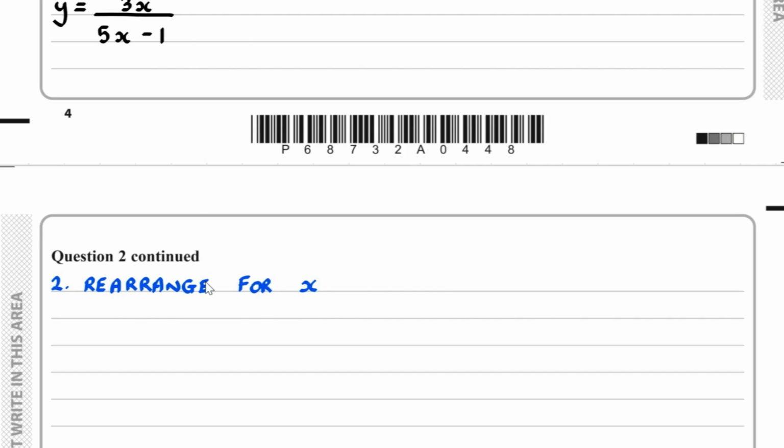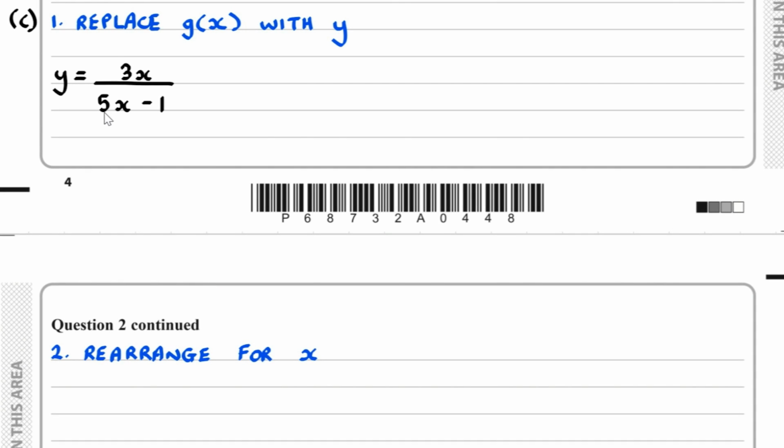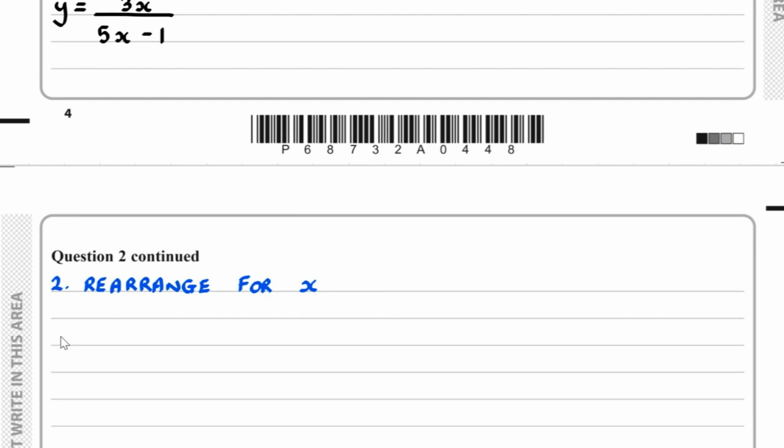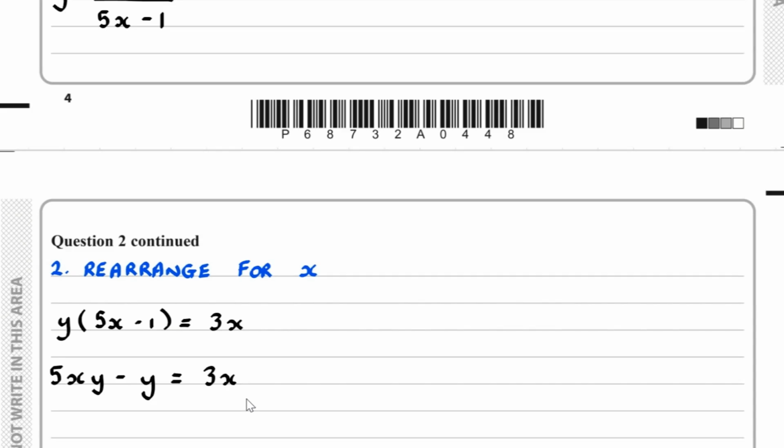So, if we rearrange for x, first thing, let's multiply through by 5x minus 1. We have y lots of 5x minus 1 equals 3x, expanding 5xy minus y equals 3x.